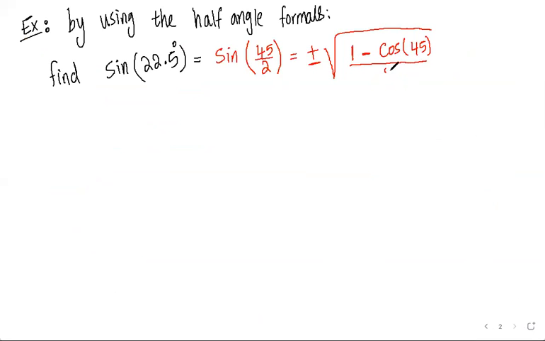Over 2. But here we cannot use the ± sign. So you have to choose positive or negative. But because the 45 is in the first quadrant, the sign will be positive. Exactly, Martin. So here the sign will be only positive.